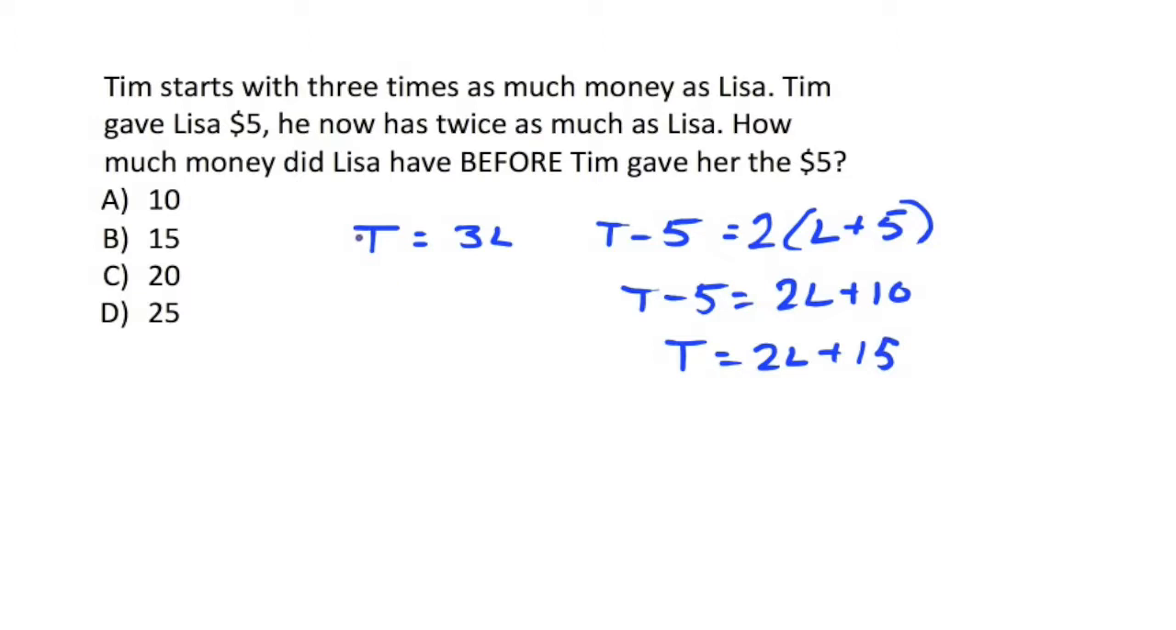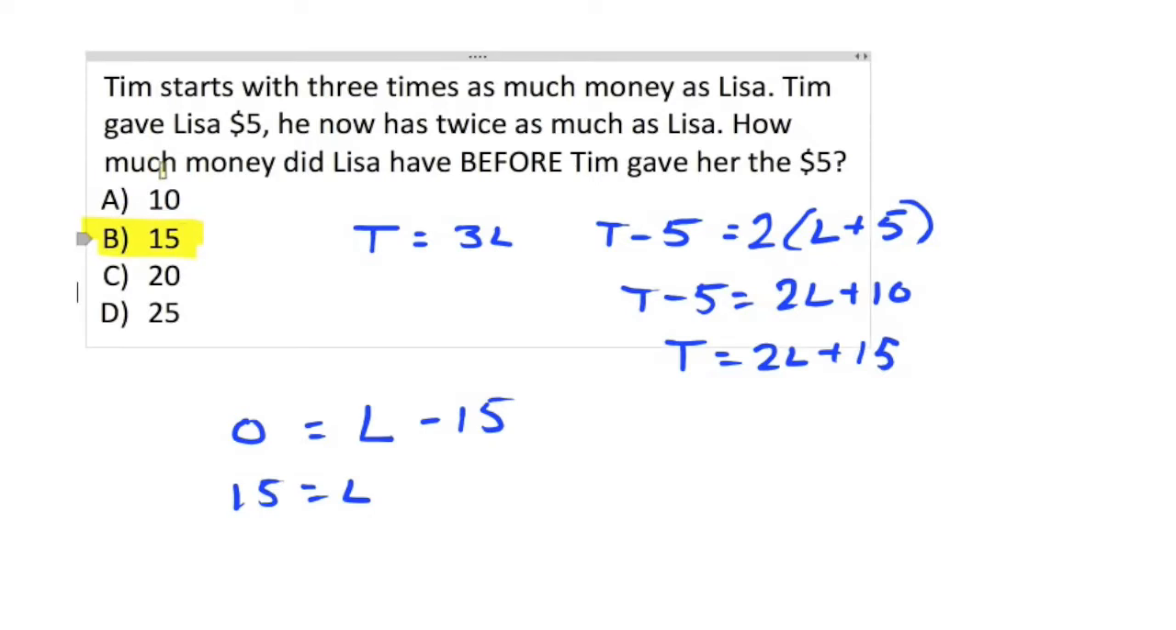So now I can see that we have 2 T's right here, yes? Okay, so the T's are going to eliminate themselves, and we're going to have 3L minus 2L is 1L, and nothing minus 15 is just going to be negative 15. So 0 equals L minus 15, 15 equals L. So we found that Lisa had $15.